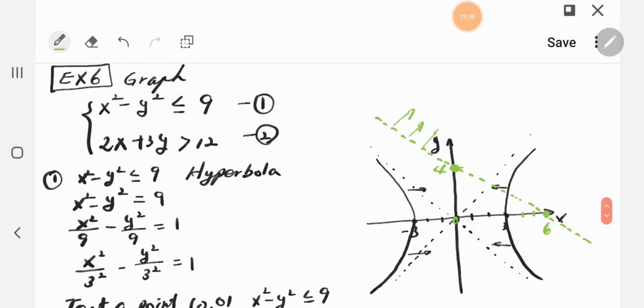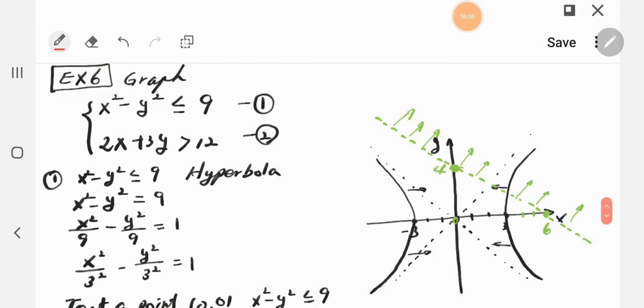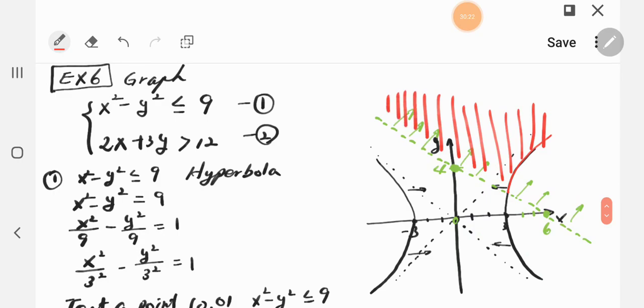Above the line. Okay. And then since we have two inequalities, the solution will be the overlapped area. So the overlap area is between the curves and above the line. The common area should be above the line and above the curve, between the curve. So it's gotta be this part. This is the solution area.